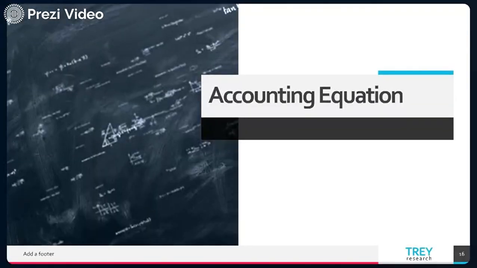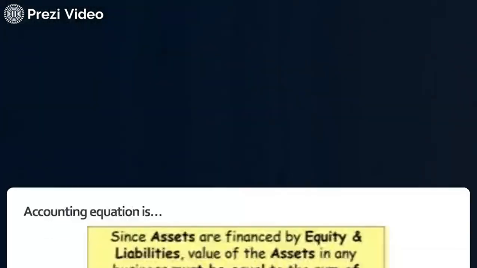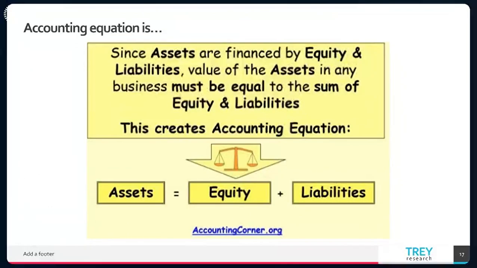And finally, we have what we call the accounting equation. Teacher, what is the accounting equation? It's very simple. Since assets are financed by equity and liability, the value of the assets in any business must be equal to the sum of equity and liability. So here you have the equation. Assets will be equal to the sum, the addition of equity and liabilities.